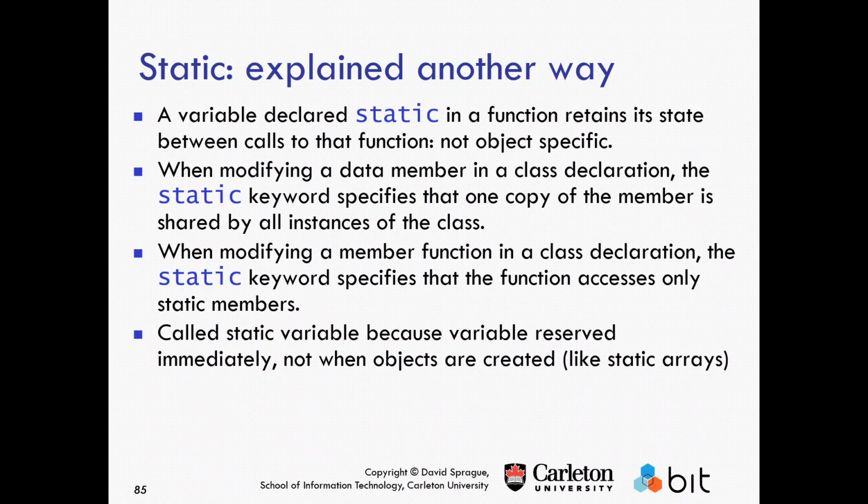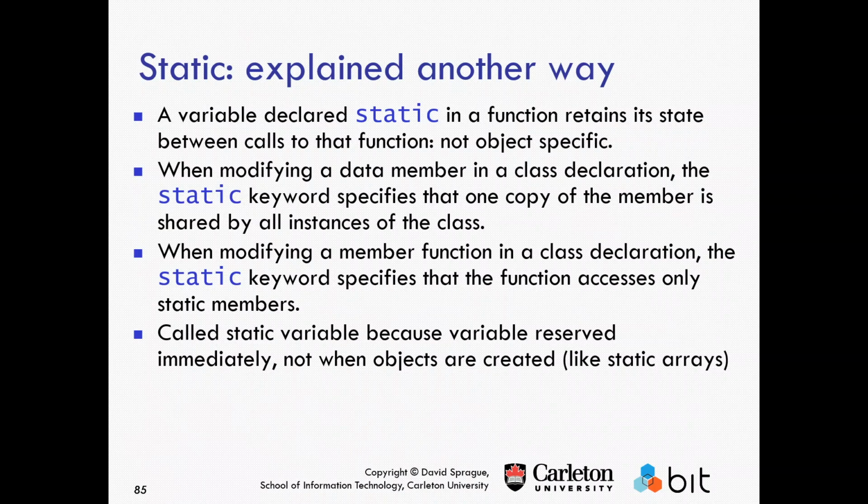So a variable is called static because it retains its state between calls to that function. It's not specific to the object. So no matter what happens, that function stays the same no matter what object is calling it. That's why it's static. It does not change in that respect. When I modify data in a class description, the static keyword means that one copy of the member function is shared amongst all instances. So I make a variable or a function and it's shared amongst everybody. Every single object shares that one instance.